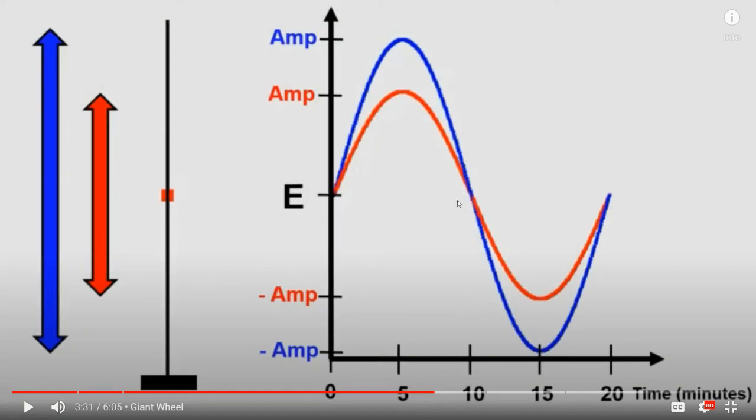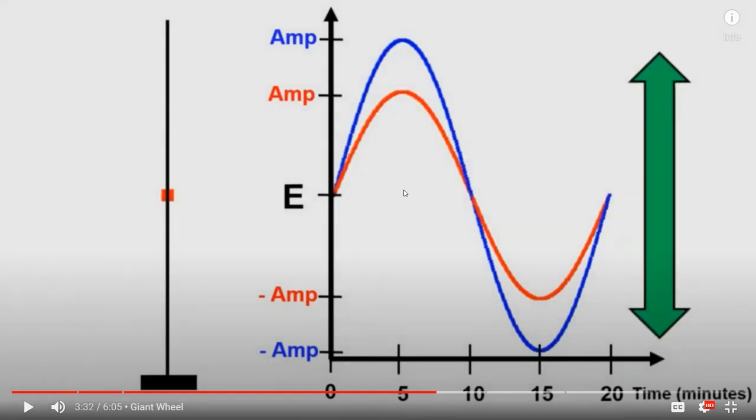So here, E is the rest position, okay. In another 5 minutes, they've both reached their minimum height. And then in another 5 minutes, they're both at the rest position again, okay. So it doesn't matter the size of the wheel. If it's taking 20 minutes to complete that revolution, then they're both reaching their rest positions at the same time. The difference is what we call the amplitude, which is the difference between the height of the rest position and its maximum height.